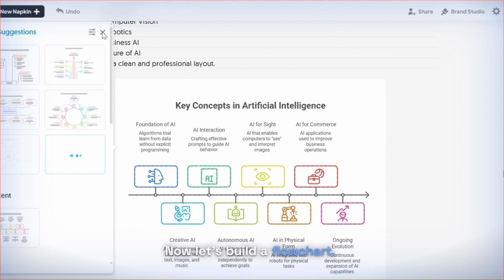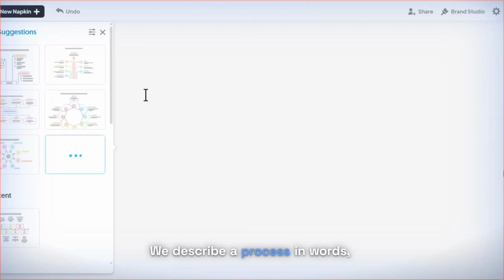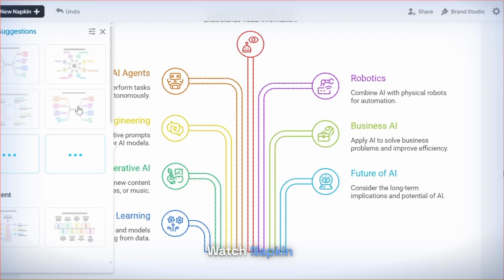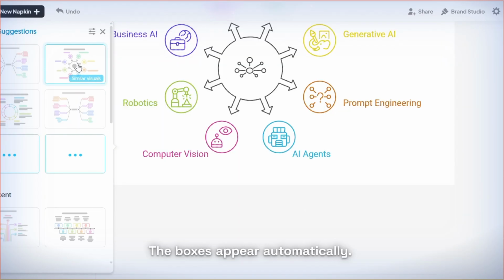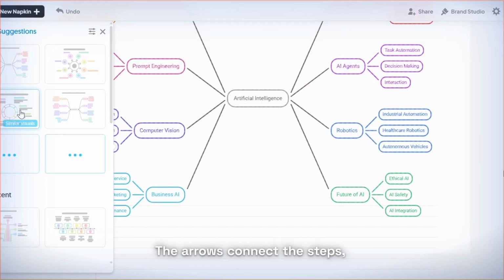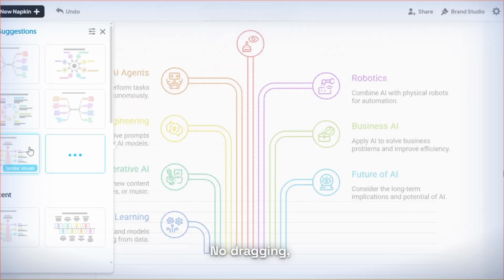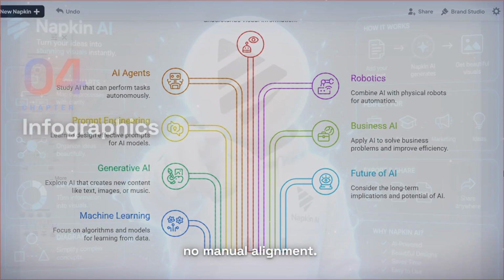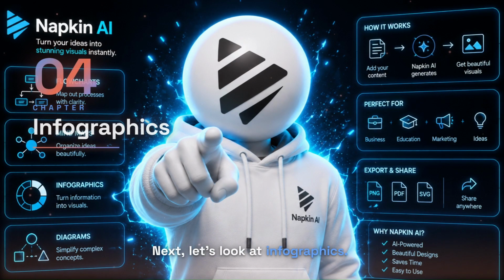Now let's build a flowchart. We describe a process in words, step by step. Watch Napkin create the diagram. The boxes appear automatically. The arrows connect the steps in the right order. No dragging. No manual alignment. Next, let's look at infographics.